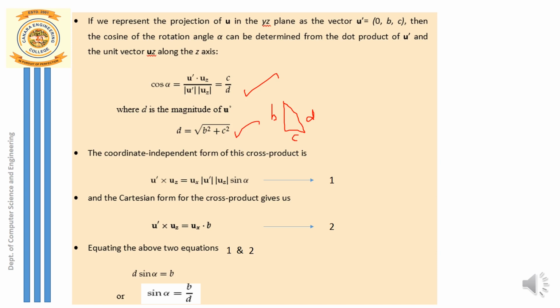And this is actually the standard formula for cosine of alpha, dot product divided by magnitude, for the two vectors you have. uz is given after alignment, u dash is the actual vector, and the cross product of these two vectors is given in terms of sine. You can see here, this way you can write, and finally sine of alpha is given by b by d.